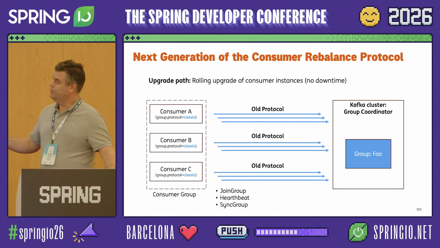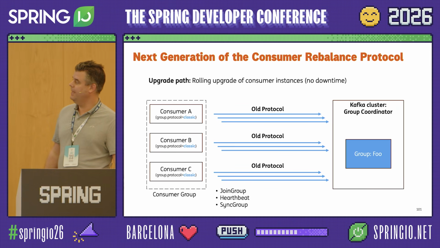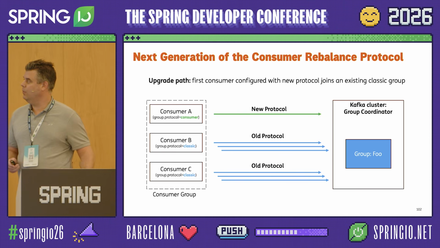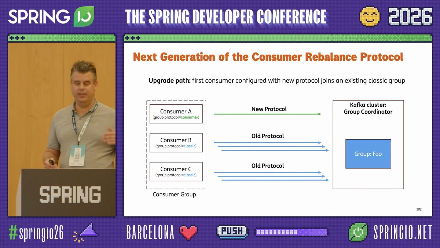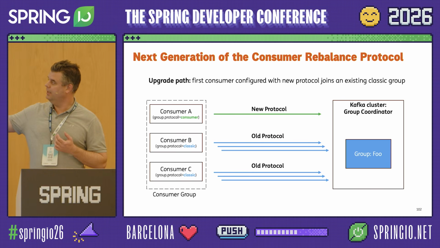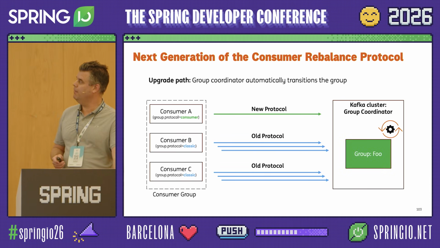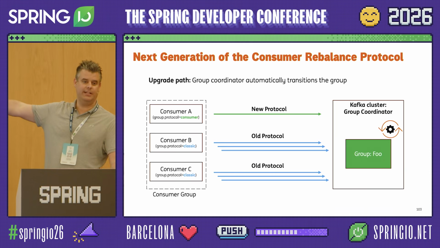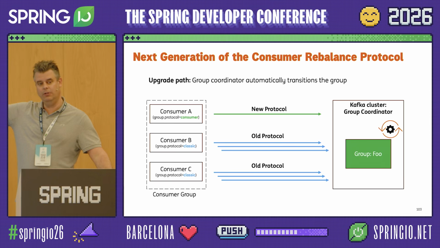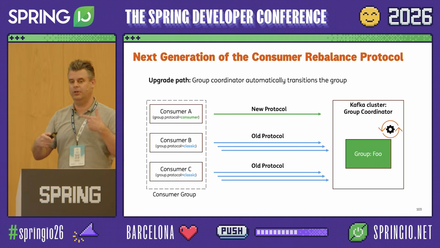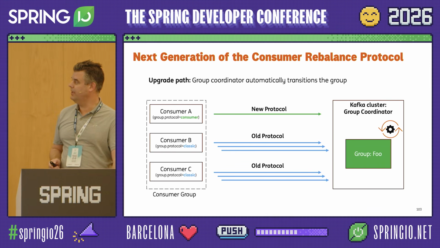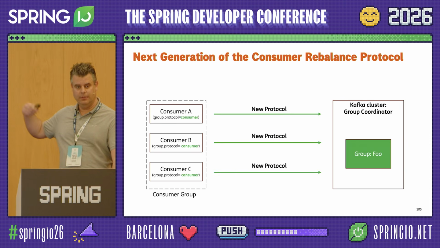So we start out with 3 consumers in a consumer group, and they're all configured at the start using the old protocol. And then, one by one, we're going to scale up the same application with a different configuration for the protocol to use the new one. And one by one, we will start new instances. And the nice thing is that the Kafka broker detects that a new consumer with a new protocol joins the group and automatically converts all the things in the background into the new protocol. So you can migrate this without any downtime.